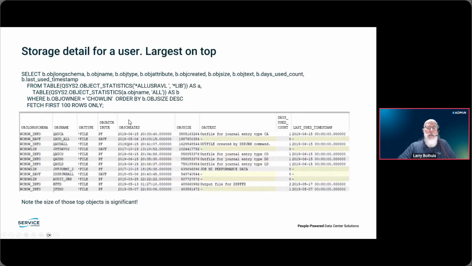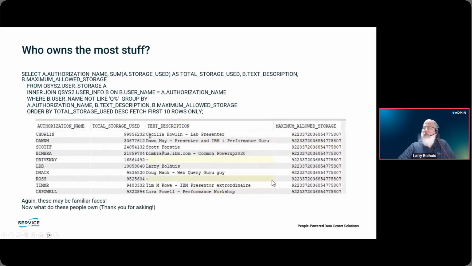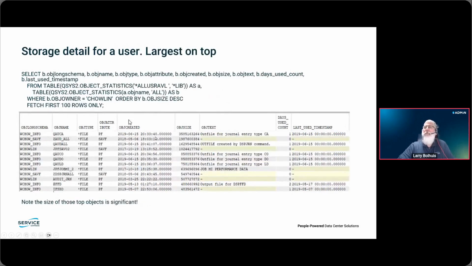Next one, detail. So we found in this screen, Cecilia has the most stuff. Well, what is that stuff? Right? This will show all the things that she owns. In this case, we got a physical file, we got a save file, another physical file, another save file. But again, you can see what that stuff is. So the previous query showed us who owned a lot. This one will show us what it is that they own.